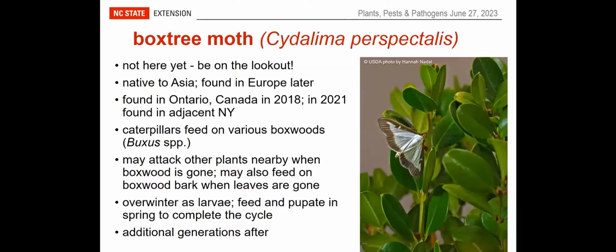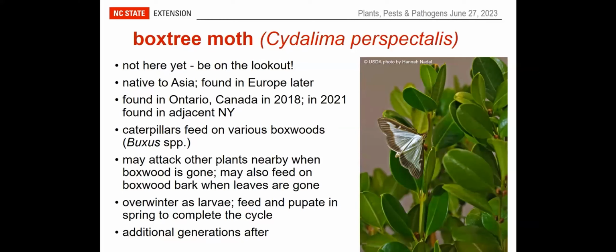But the next pest, which we don't actually have here yet, is the box tree moth. This is a cramped moth. Again, not here yet, but be on the lookout, and that's why I want to warn everyone. So it is native to Asia, found in Europe later on. It was found in Ontario, Canada in 2018, and then in 2021 it was found in adjacent New York. And I believe there was a recent interception in Michigan as well.